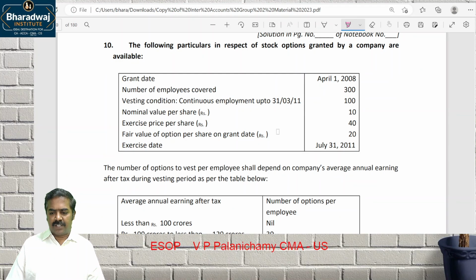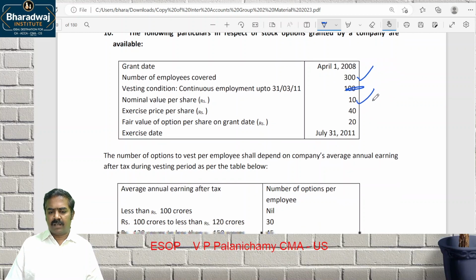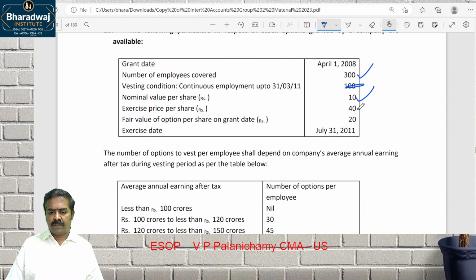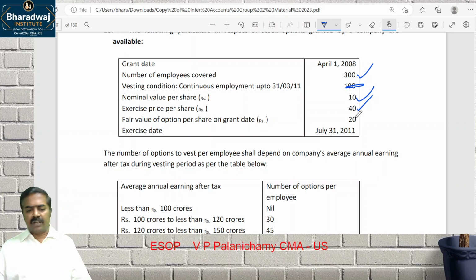There is a small change you have to make or strike off you have to do. This and the 100 will move on. How many employees covered? 300 employees covered. What is the nominal value per share? 10. What is exercise price? 40. Face value is 10. Exercise price is 40. What is the fair value?